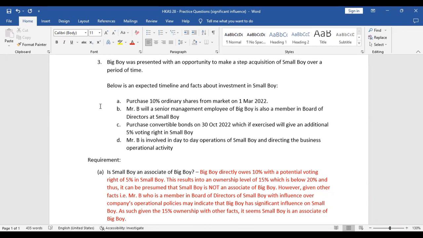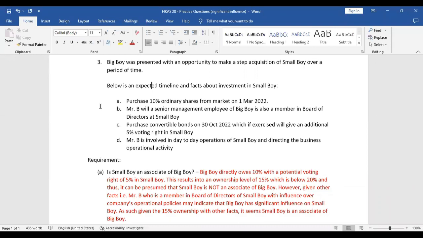But for question 3, below is an expected timeline and facts about investment in small boy. So big boy is trying to invest in small boy. How is it going to work out? There are a few things here. Fact A: purchase 10% ordinary shares from the market on 1st March 2022. So big boy is going to purchase 10% equity of small boy from the market on 1st March 2022. Then Mr. B, who is a senior management employee who works for Big Boy, is also a member of the board of directors at small boy, right?